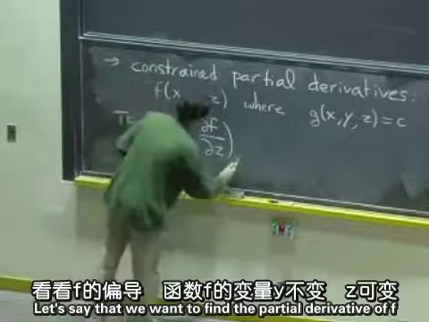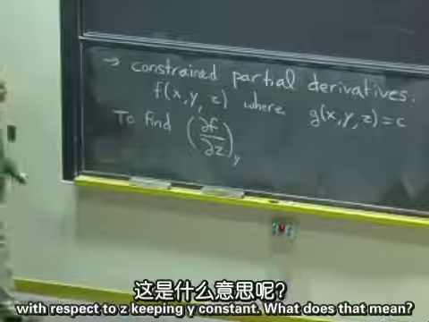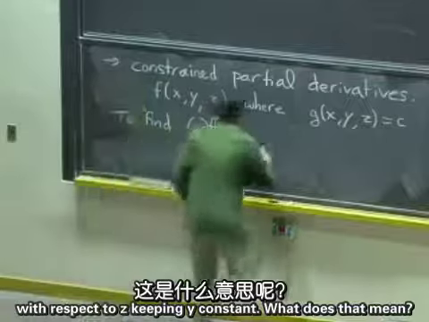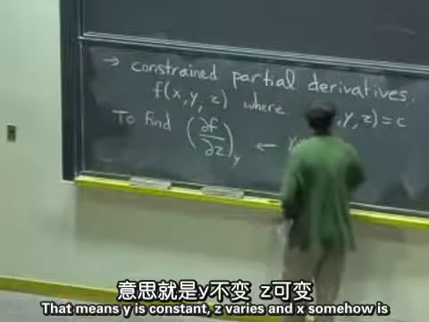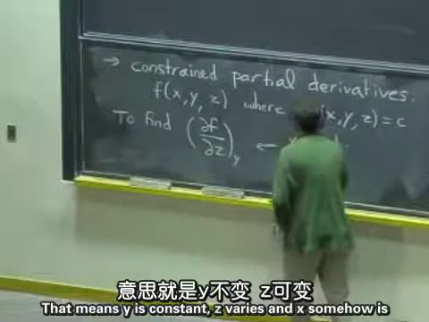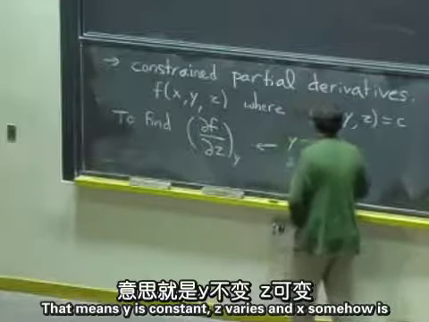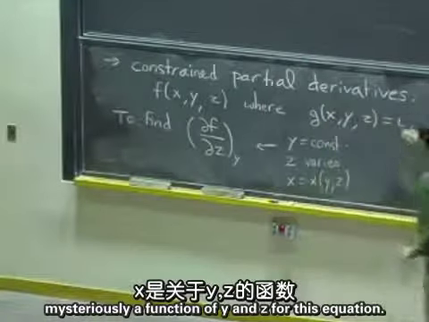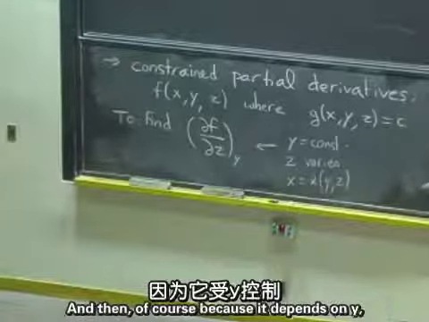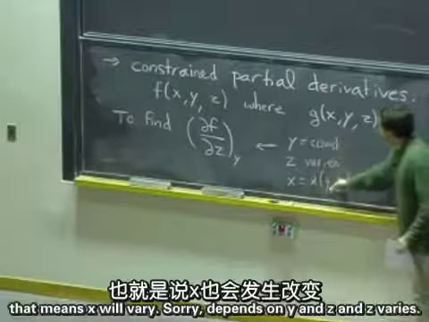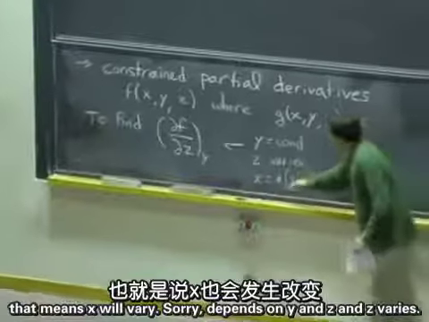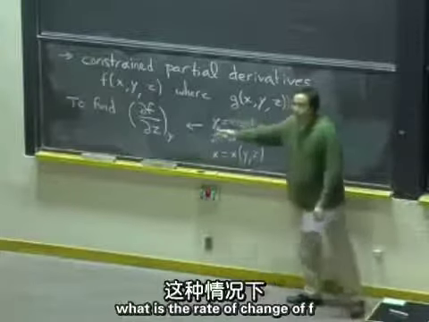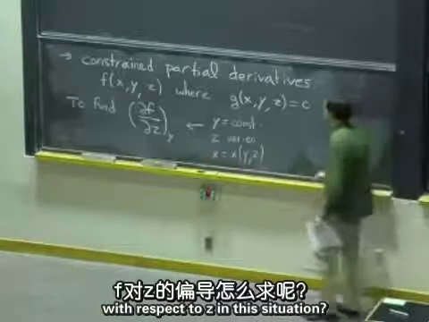So let's say that we want to find the partial derivative of f with respect to z, keeping y constant. So what does that mean? That means y is constant, z varies, and x somehow is mysteriously a function of y and z through this equation. And then, of course, because it depends on y and z, x will vary. So now we're asking ourselves, what's the rate of change of f with respect to z in this situation?